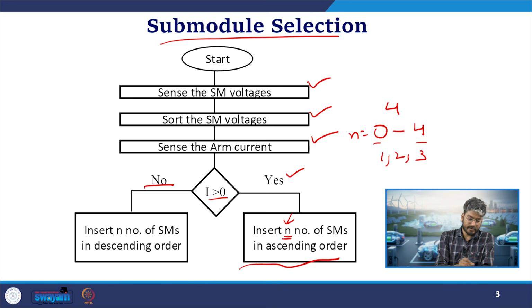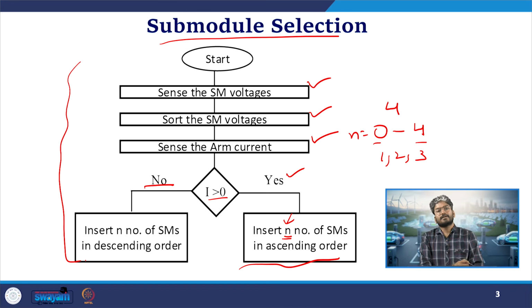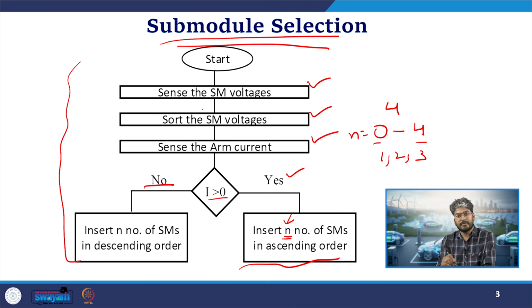When I do this operation over a cycle of fundamental AC, I will observe that the net amount of charge removed from or dumped into the capacitors will be equal. That is, they will be equally charging and discharging over a cycle after implementing this sorting algorithm, or sub module selection algorithm. Now, what is required? Who will pre-charge the capacitors? Once the pre-charging is done, this sorting algorithm will maintain them at that particular voltage.